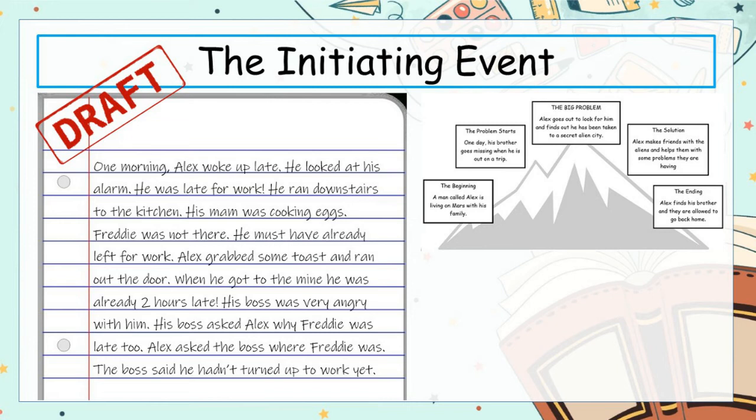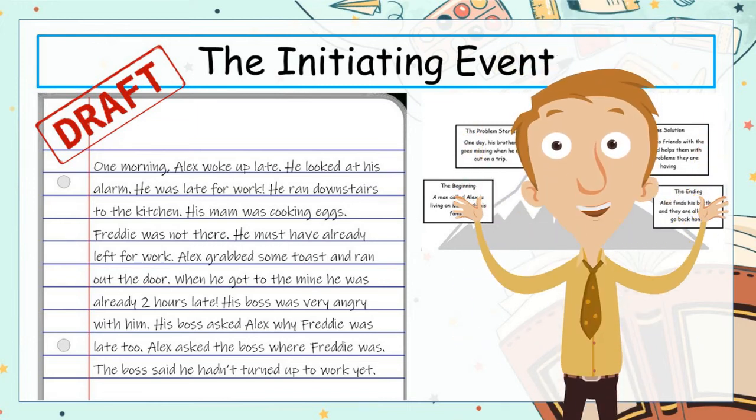When he got to the mine, he was already 2 hours late. His boss was very angry with him. His boss asked Alex why Freddy was late too. Alex asked the boss where Freddy was, but the boss said he hadn't turned up to work yet.